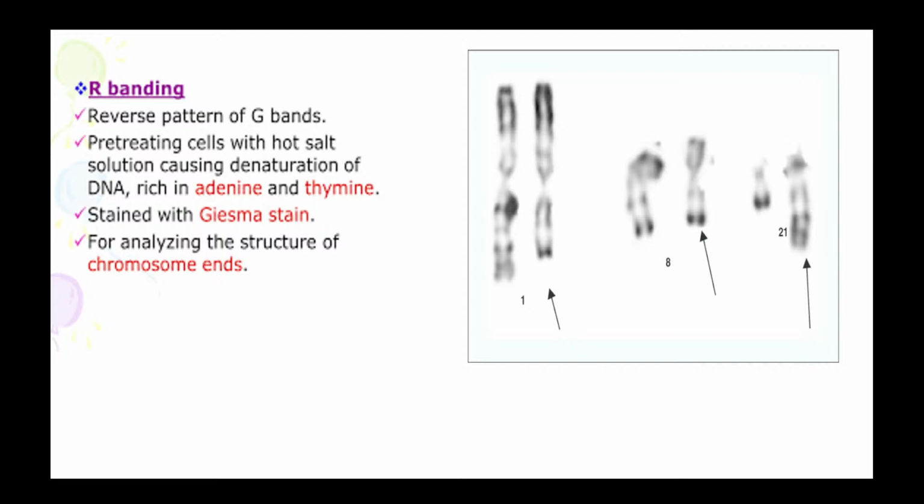R banding. This is banding which has a reverse pattern of G bands. Pretreating cells with hot salt solution causes denaturation of DNA rich in adenine and thymine. After this, these chromosomes stain with Giemsa stain. This banding is used for analyzing the structure of chromosome ends.